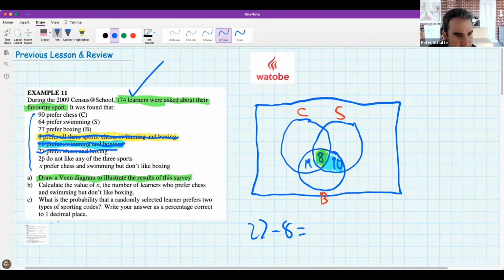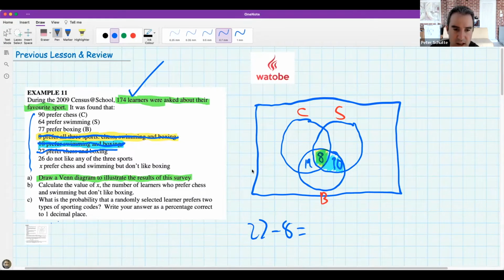26 do not like any of these three sports. Who's going to tell me where this goes? I want to know, someone needs to come on the mic and tell me where the 26 who do not like any of these sports go. Where's that region going to be? Could you unmute Amakulani Lebo? Good afternoon. Hello. Where do I go, Amakulani?